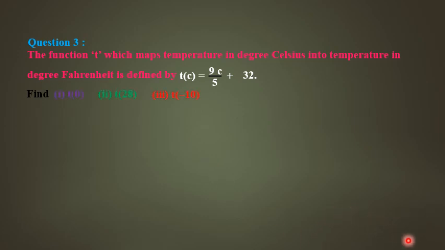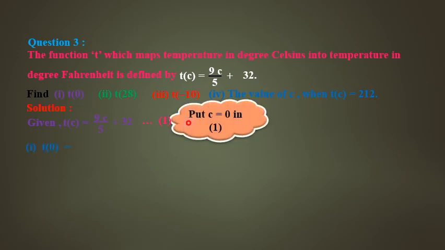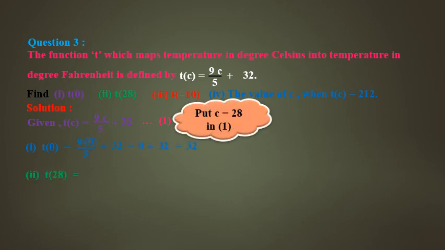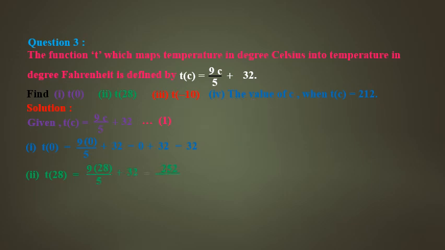Find T of 0, T of 25, T of minus 10, and the value of C when T is equal to 212. Look at this, what they have given for us is this equation, T of C equal to this, and the next one we call it as 1. Let us put C equal to 0 because we want T of 0, and you get it as 32. Yes, this is the answer for this question. And next T of 25, yes, you get it as 225 by 5 plus 32, so you get this answer.